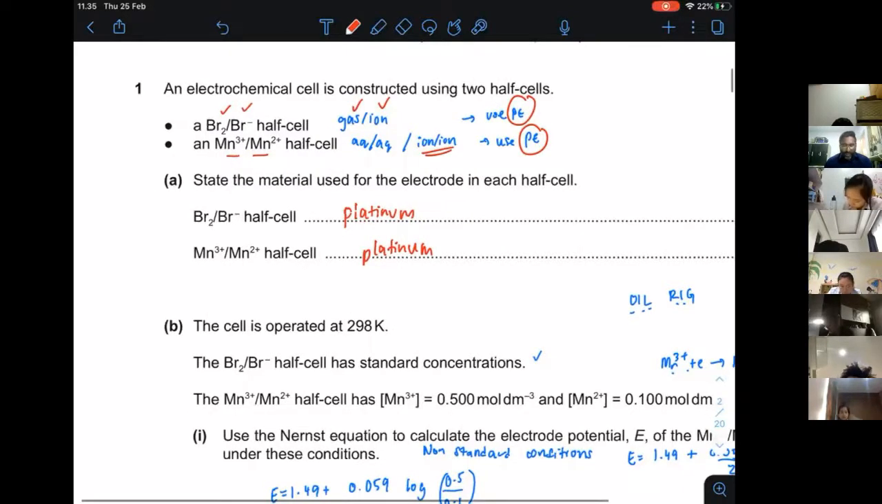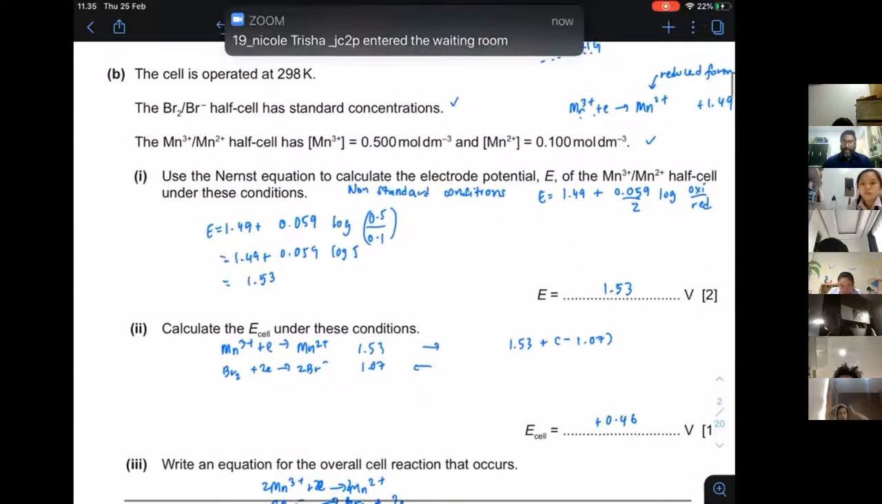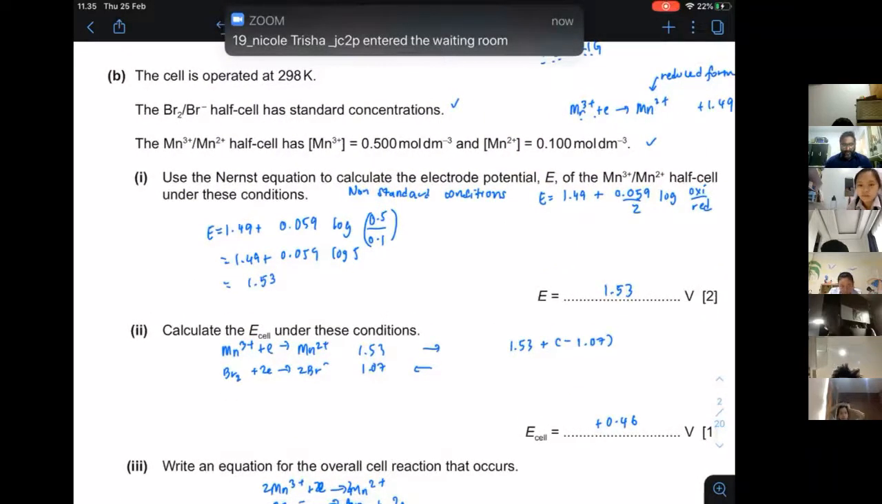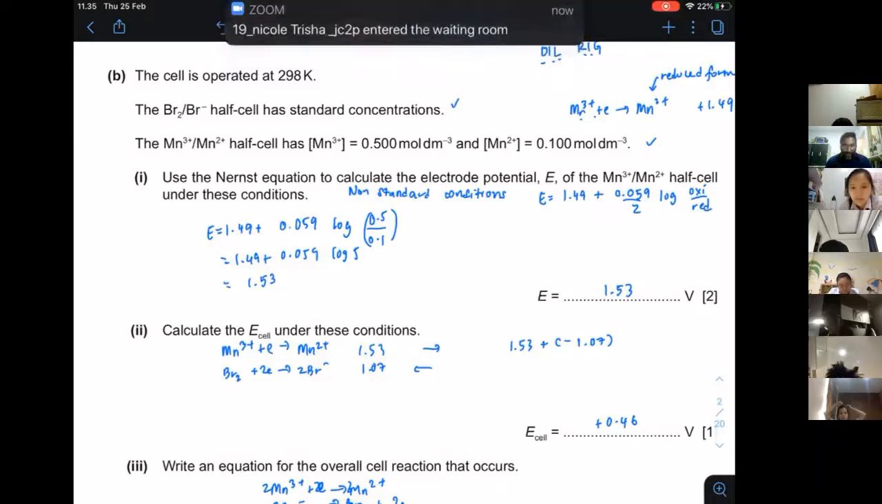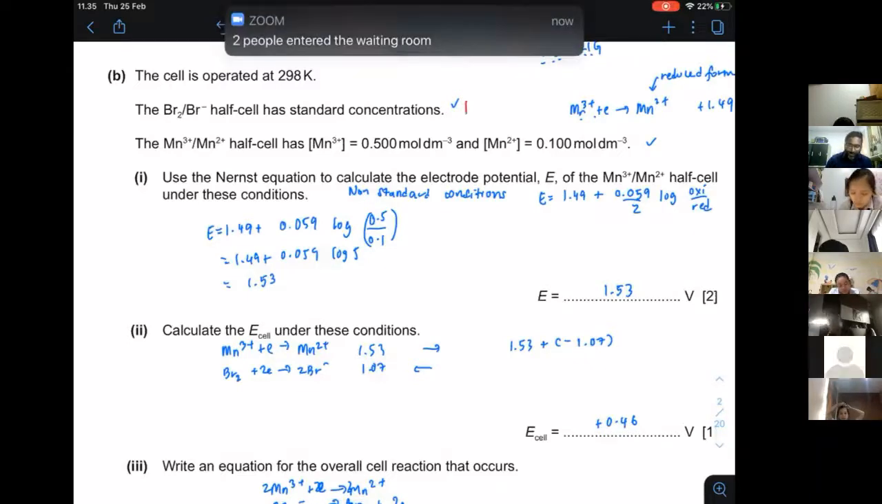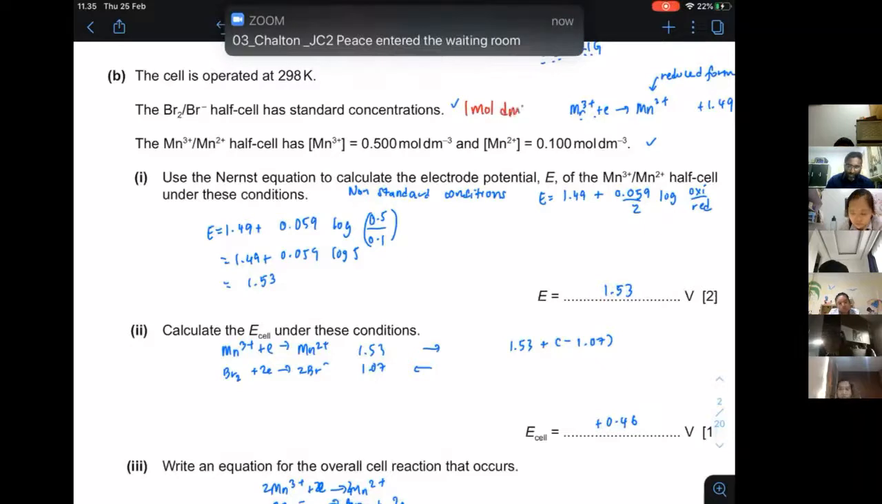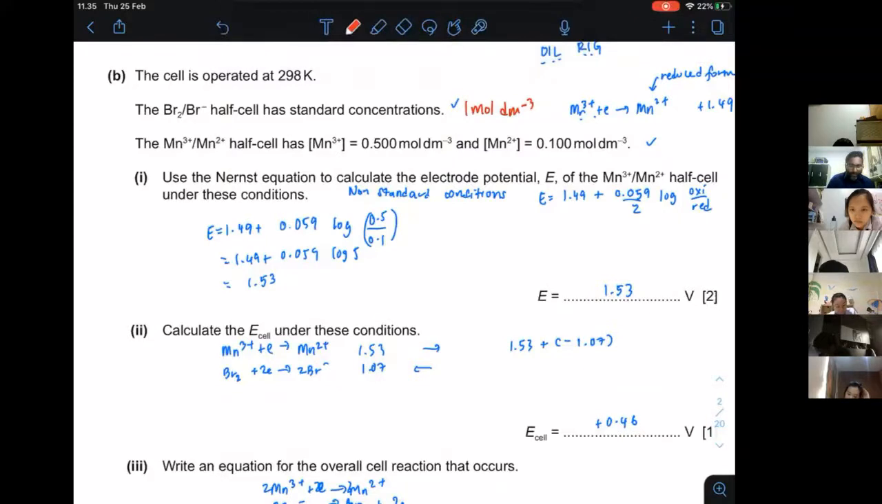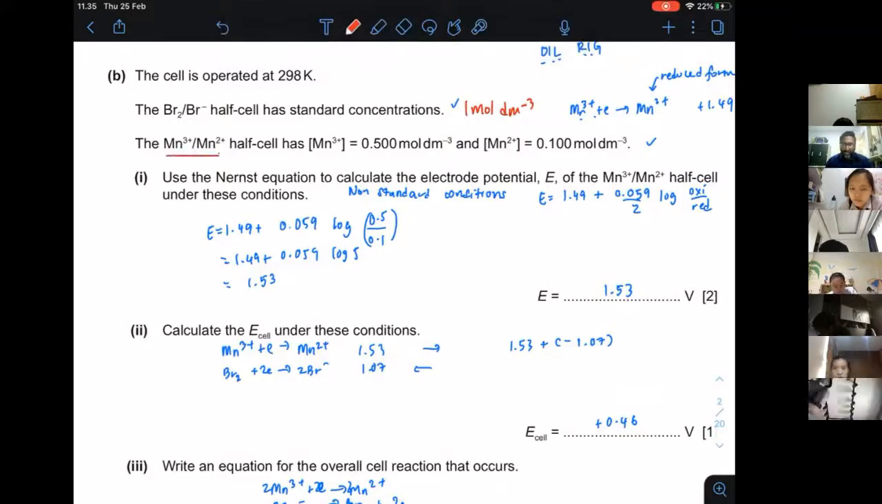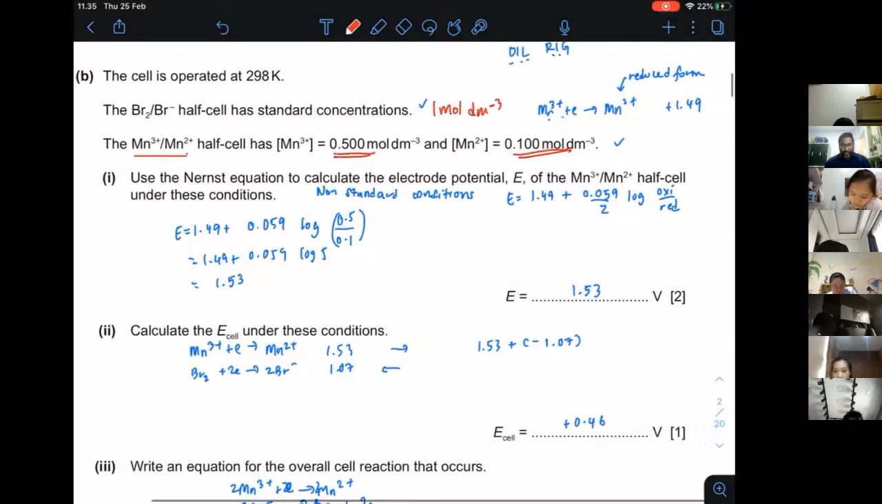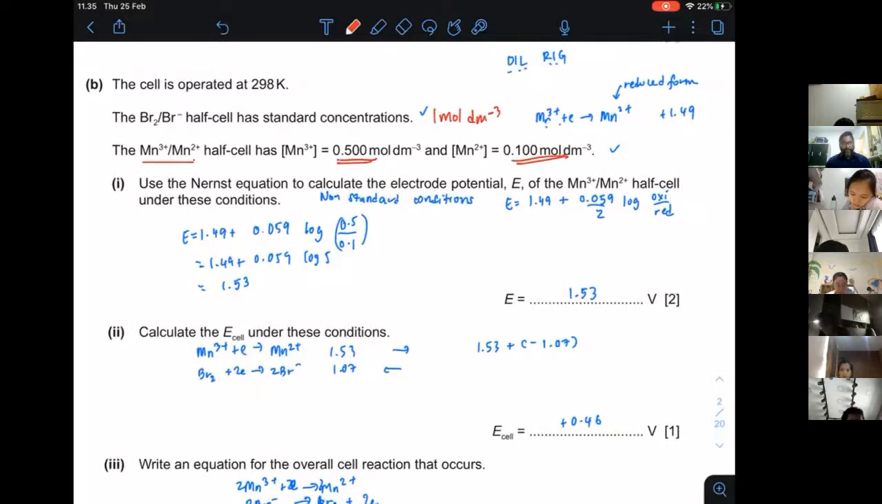Now the cell is operated at 298 K, and they tell us the Br2 and Br minus half-cell has standard condition. Standard condition is 1 mole per dm cubed, so no issue with that. But the problem is the Mn3 plus and Mn2 plus, which have a different concentration. They are non-standard condition, so we need to use the Nernst equation to calculate the E. Whenever you have non-standard condition, we use the Nernst equation.